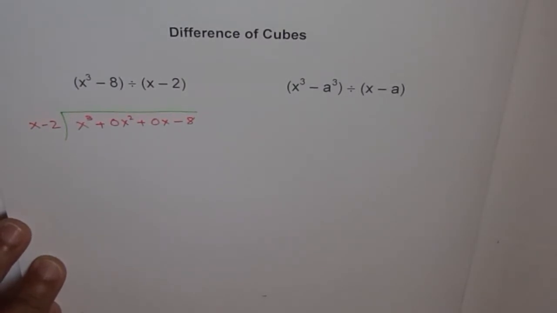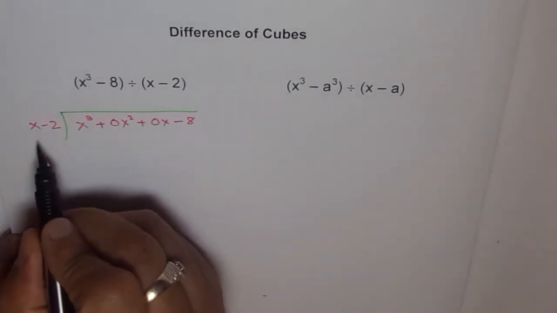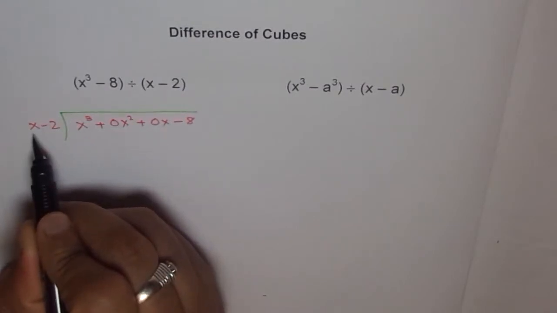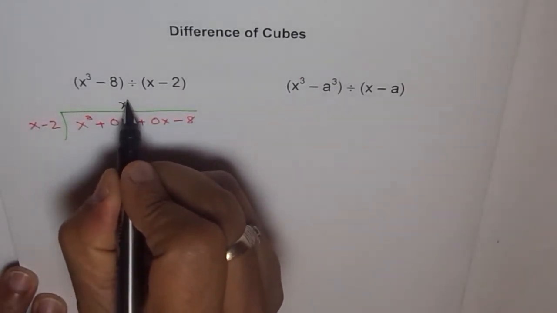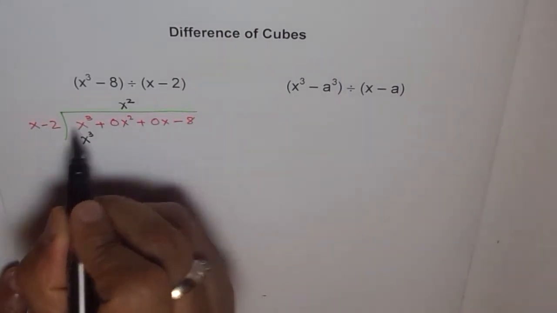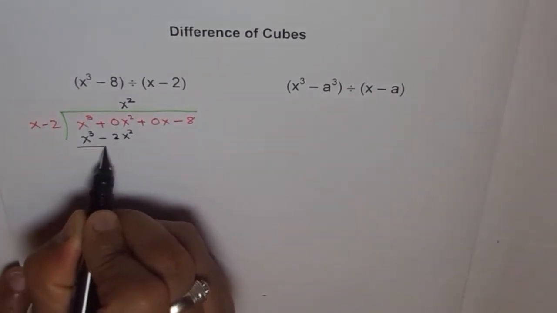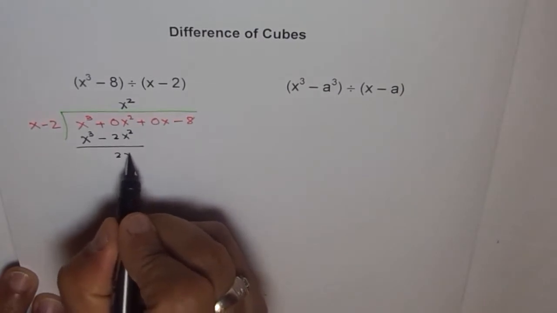Okay, you already know long division. If not, you can go through the videos where I've taught how to do long division. Now, you have to multiply this by some number so that you get x cubed. x cubed divided by x is x squared. So we'll write x squared here. x squared times x is x cubed. x squared times minus 2 is minus 2x squared. And we'll take away, as you know in the division, this from here, and you get plus 2x squared here.